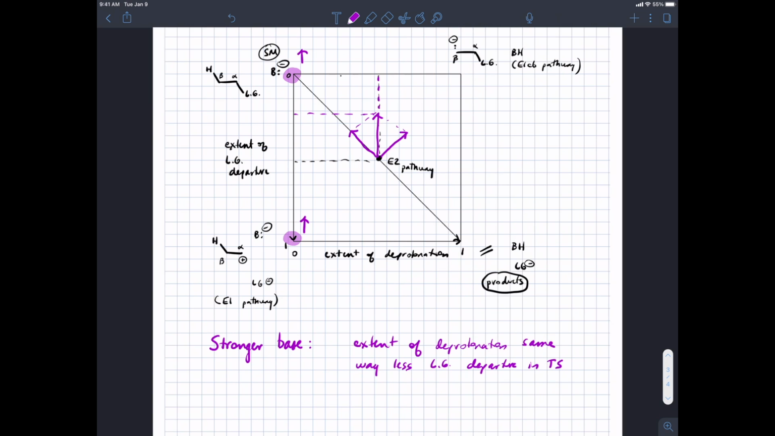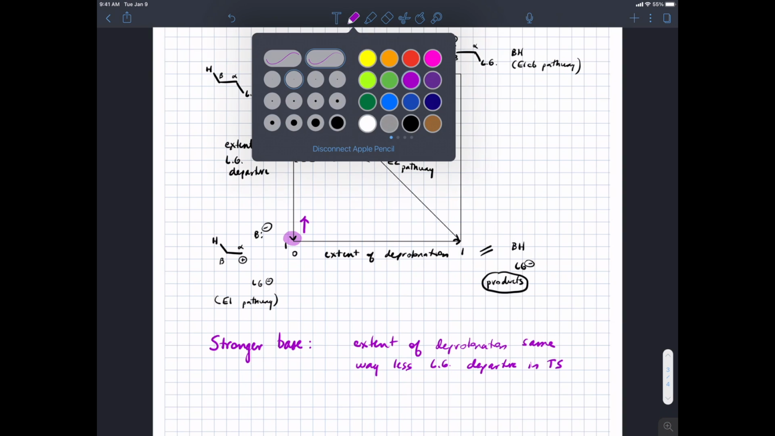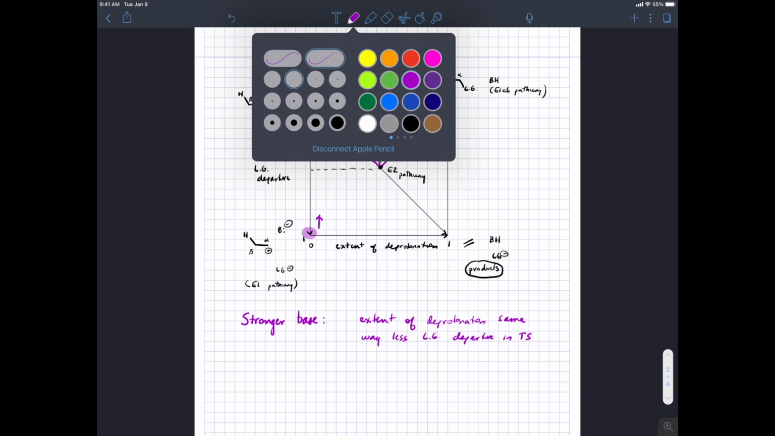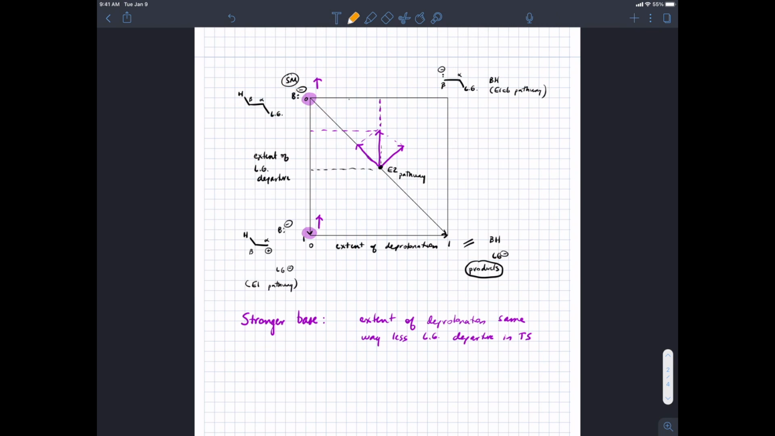Good. Now, you can do the same sorts of analyses. Maybe we don't need to draw the diagram because you're used to dealing with this, but let's imagine what would happen if we used a better leaving group. A better leaving group would stabilize which corners of our diagram?